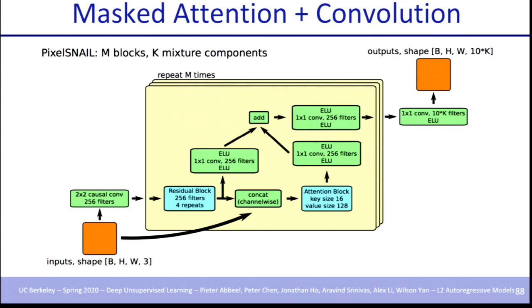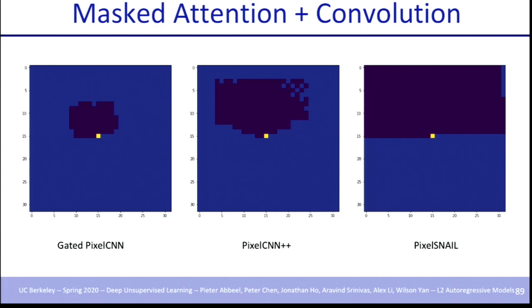So gated pixel CNN has this. What is this showing? Yellow is the spot you're looking at. And you wonder, when I try to predict this pixel, the yellow pixel, if I backpropagate in my network, which input pixels have an influence on my prediction? Obviously, nothing after you should have an influence, but we can essentially see if anything before you has an influence. And we see that, this was with random weights.